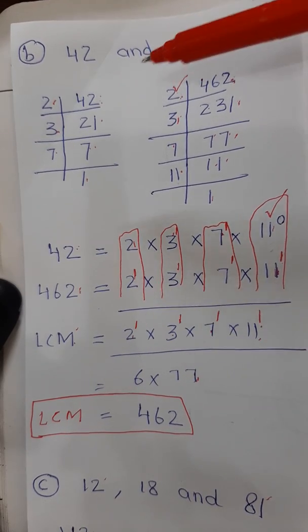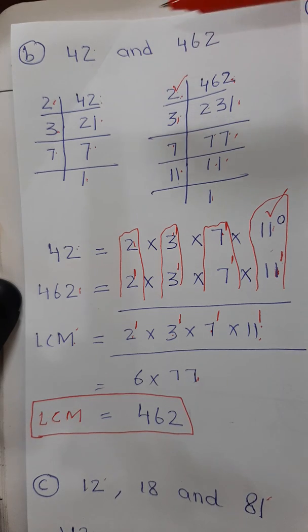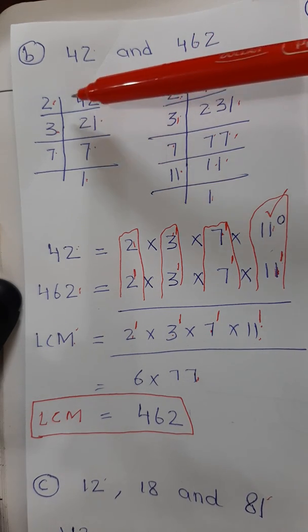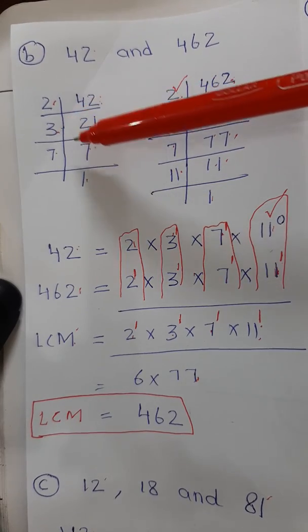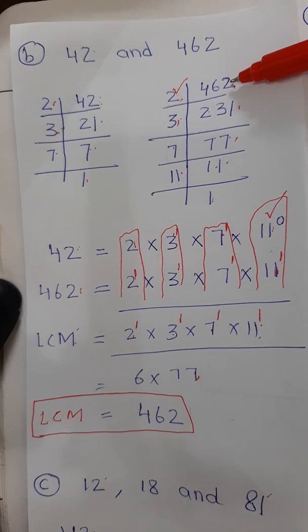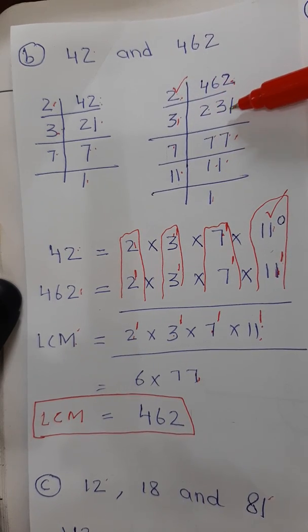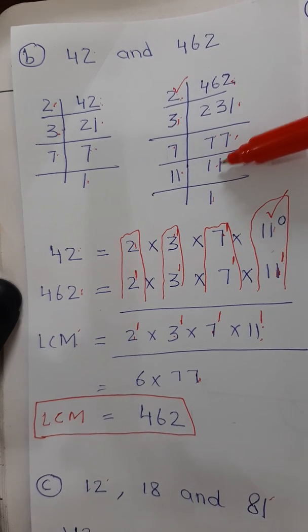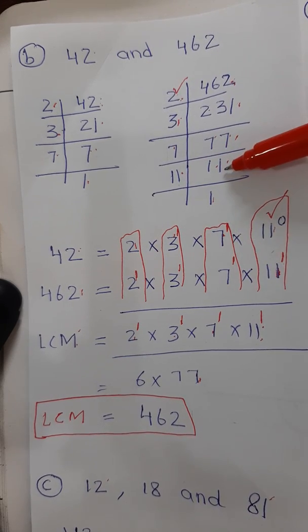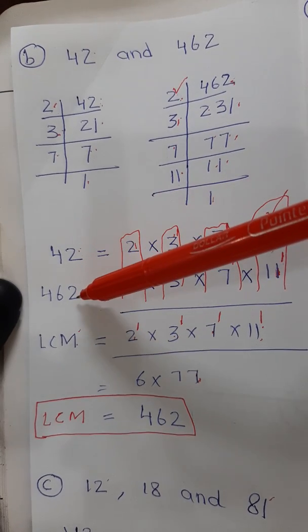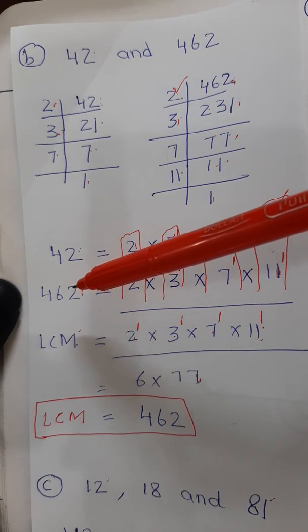In part B, you have to find the LCM of 42 and 462. The prime factorization of 42 is 2 times 21, 3 times 7, 7 times 1. While the prime factorization of 462 is 2 times 231, 3 times 77, 7 times 11, 11 times 1. Now write down the factors of 42 and 462 and do it stepwise.